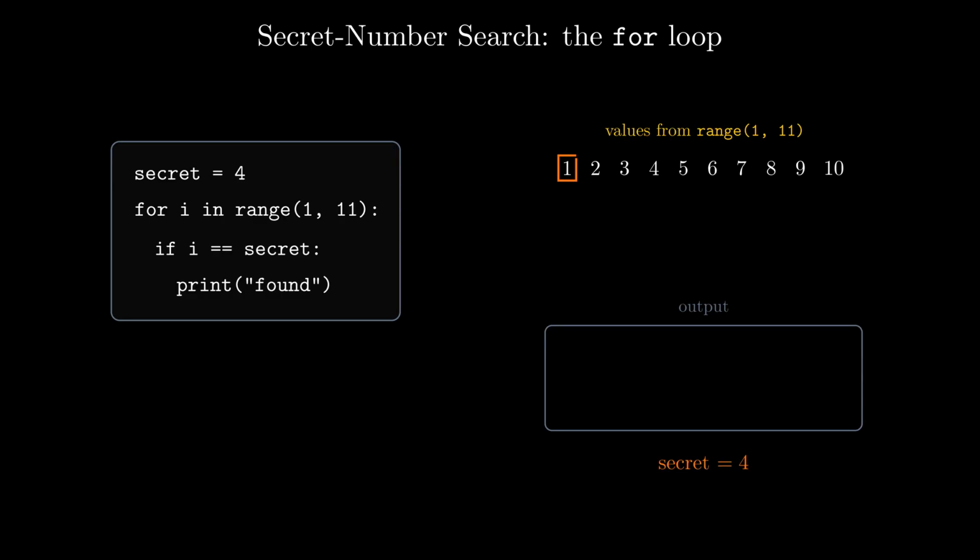Running it with secret equal to 4. When i reaches 4, the condition is true, so it prints found. With secret set to 100, which is outside the range, nothing prints at all.